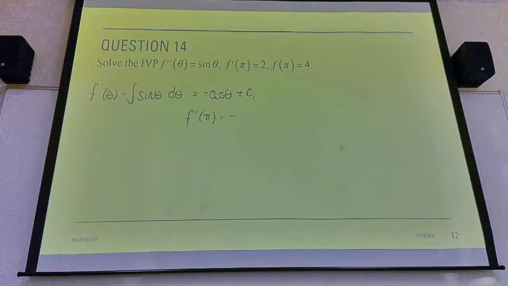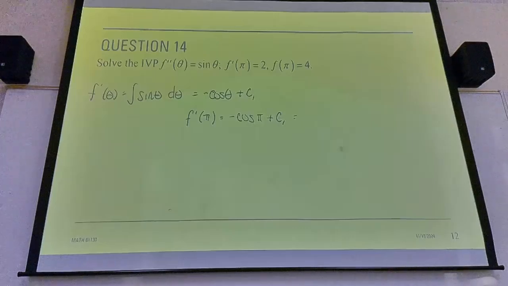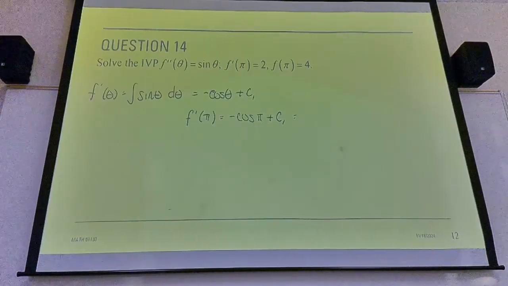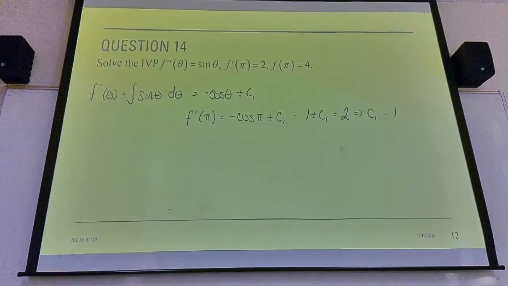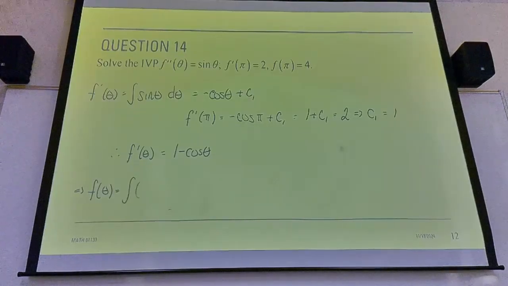What is cosine of pi? Negative. What's C1 then? F prime is 1 minus cosine of theta. That means F is the antiderivative of that. What is that antiderivative?